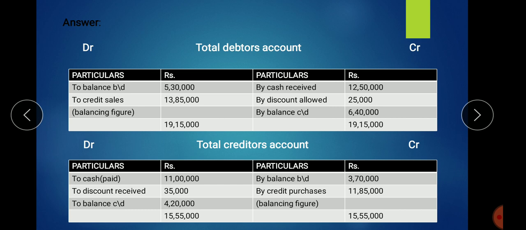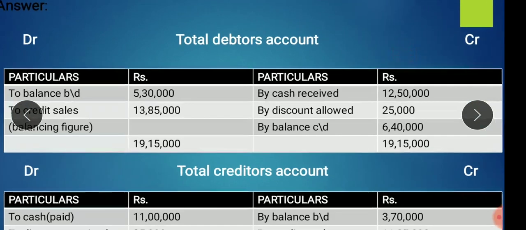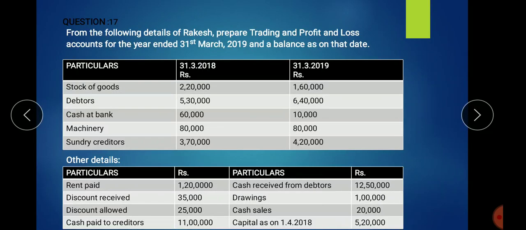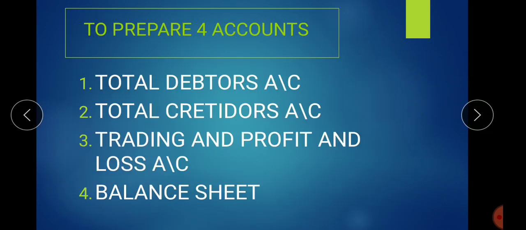So in this problem, we have to prepare 4 accounts. The first one is the total debtors account, second one the total creditors account, third one the trading and profit and loss account, and last one is the balance sheet. So I have worked out the problems already. I will explain it one by one. The first one is the total debtors account.